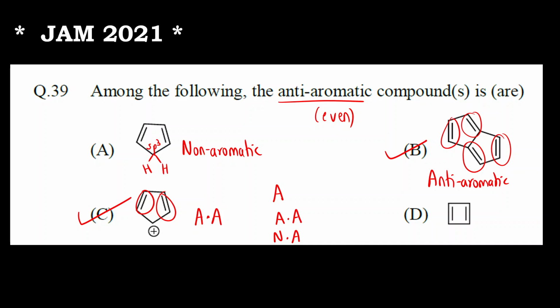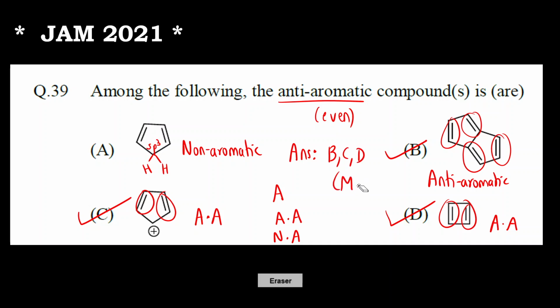C, this is going to be anti-aromatic. Option D, it is also anti-aromatic because it has even pi bonds. So what is the correct answer for this question? The correct answer for question 39 in 2021 is B, C, D. This is which type of question? MSQ, multiple select question, that is, more than one answer is correct.